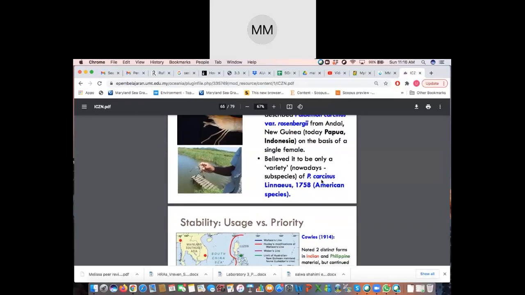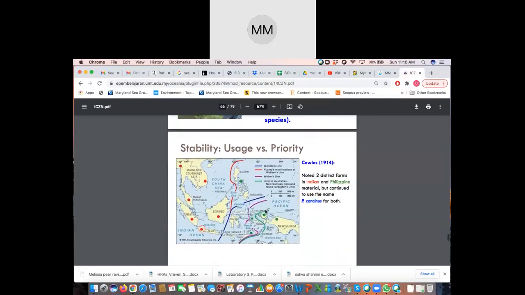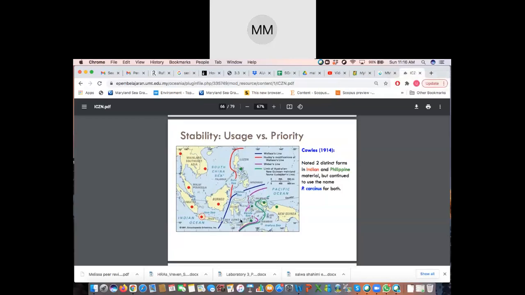And then we're also dealing with P. carcinus specifically, but in reference to an American species. Cowles was also, of course, in reference to P. carcinus, but he noticed those in India and the Philippines, there was a bit of a distinct difference, but he couldn't quite make enough comparisons. So for now, he just used both under the same name, P. carcinus.